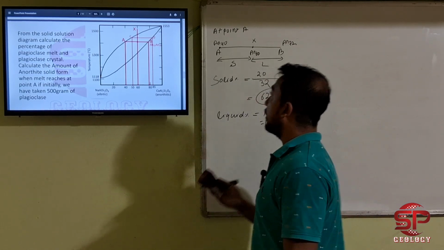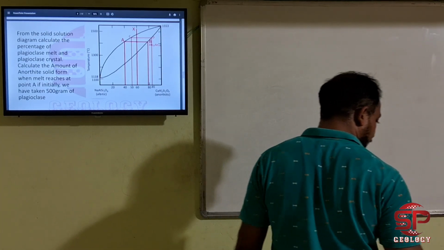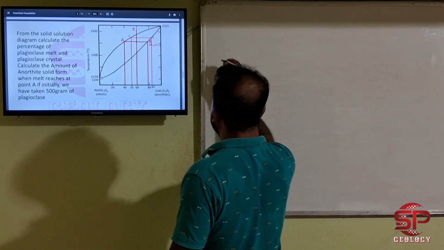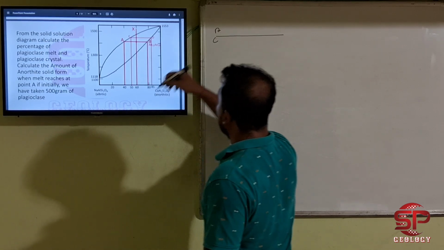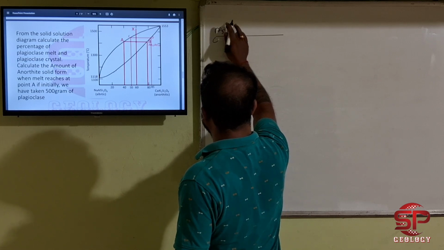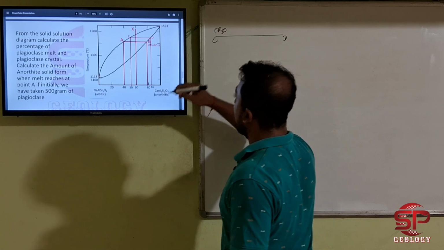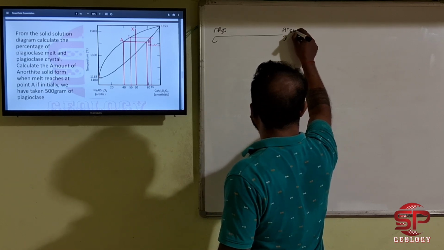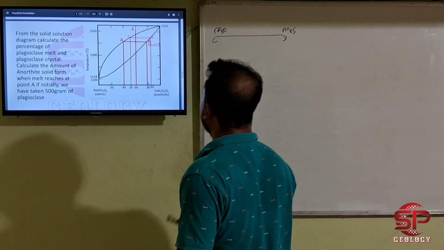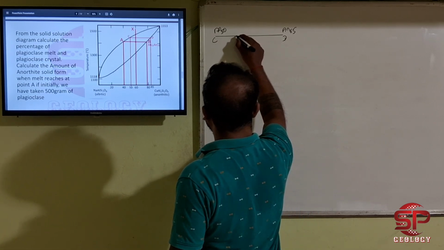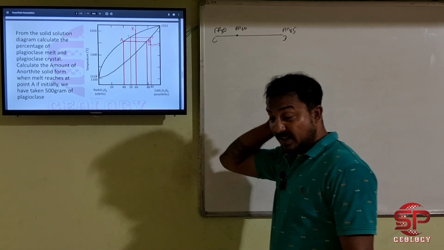Then it comes to point C. At point C, anorthite is 50. At point D, anorthite is 85. So we have to calculate at point C. The initial composition is anorthite 60.